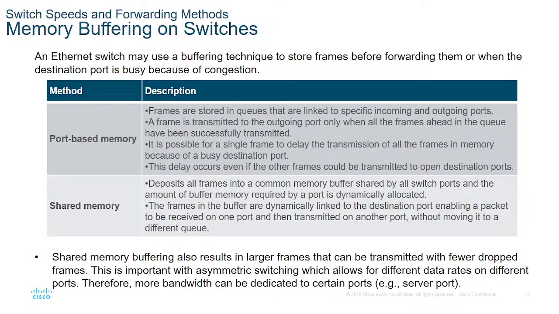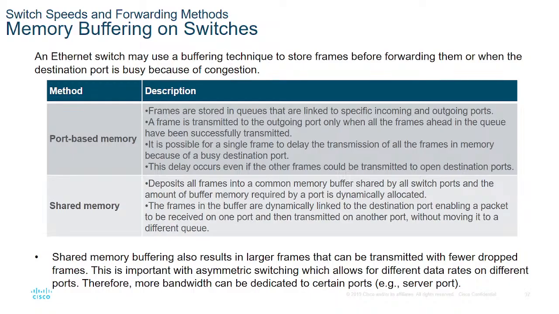A frame is transmitted to the outgoing port only when all the other frames ahead of it in the queue have been successfully transmitted. So switches are going to be receiving frames and putting them in a queue, first come, first serve, and a frame is only processed after the frame before it has been worked on. So it is possible for a single frame to delay the entire transmission of the frames in memory because of busy destination ports. This delay occurs even if other frames could be transmitted to open destinations. So they are all in queues until they are processed.